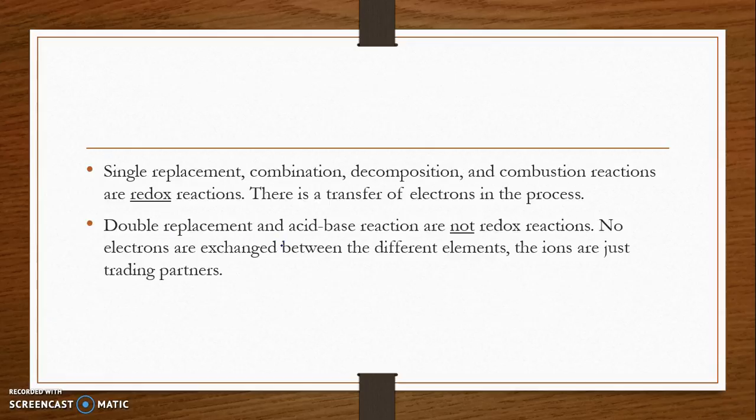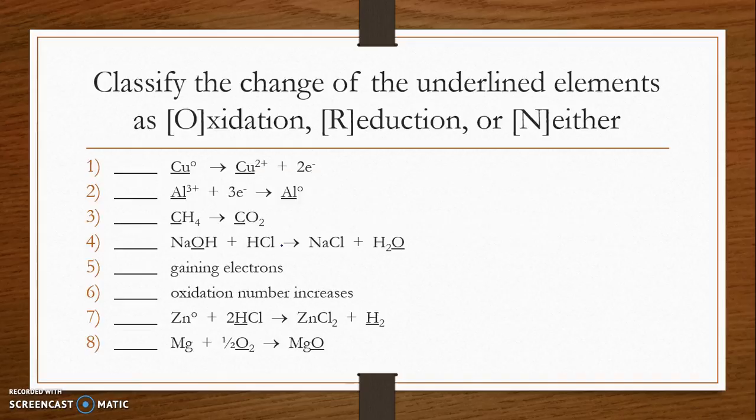All right, a single replacement, a combination or synthesis, decomposition, and combustion reactions are all going to be redox reactions. There will be a transfer of electrons that happens in that process. A double replacement and an acid-base reaction are not redox reactions, and no electrons are exchanged, and the ions are just trading partners.